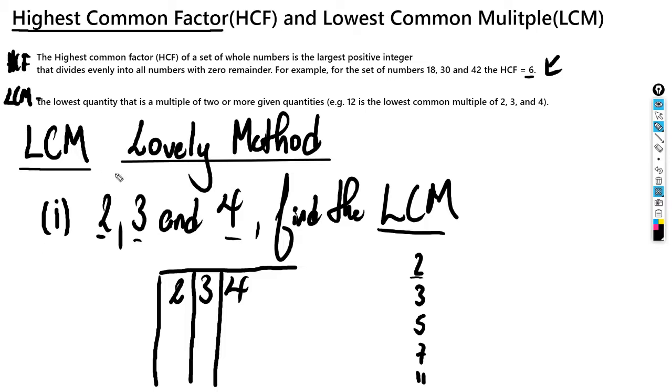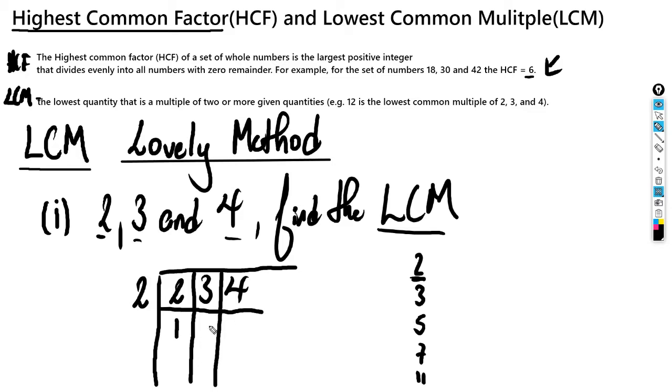It's very similar to the lovely method. The first thing we're going to do is check if 2 can go into any of these. We'll always start with 2. So can 2 go into 2, or can 2 go into 3, or can 2 go into 4? Yes, it can. 2 can go into 2. It can't go into 3, but it can go into 2 and 4. So we're just going to put this 2 here, and we're going to divide what can be divided by 2 by 2.